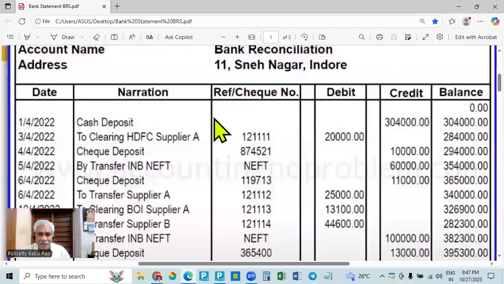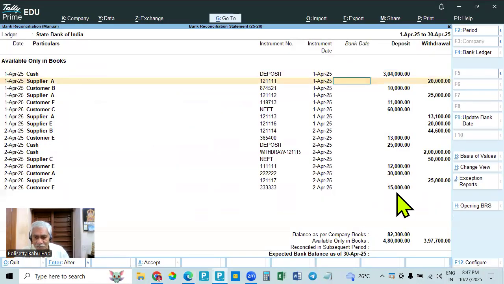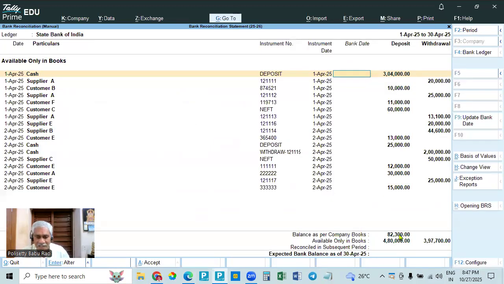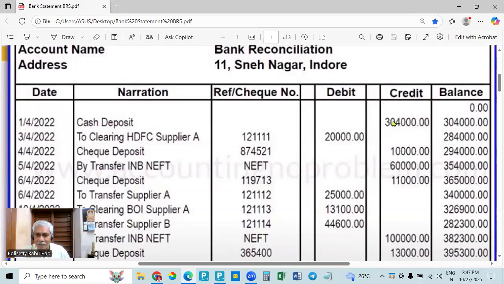See the opening balance. See here, there is no opening balance, and here also. Go and see, there is no opening balance, and all the entries are there. So we debited here, so it is credited there. So it is available in both the books.